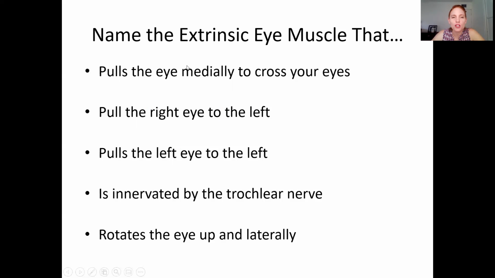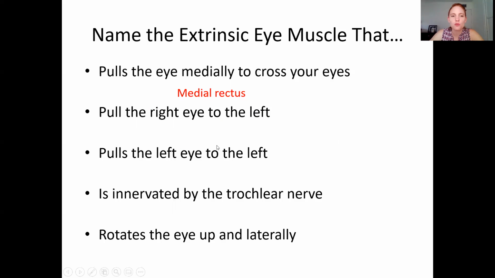First of all, which extraocular eye muscle is going to pull the eye medially? When you're crossing your eyes, both of your eyes are going to go to the midline. Which muscle does that? That would be the medial rectus. Remember that the medial and the lateral rectus do exactly what you think they should do. The medial rectus will pull it medially and the lateral rectus will pull it laterally.